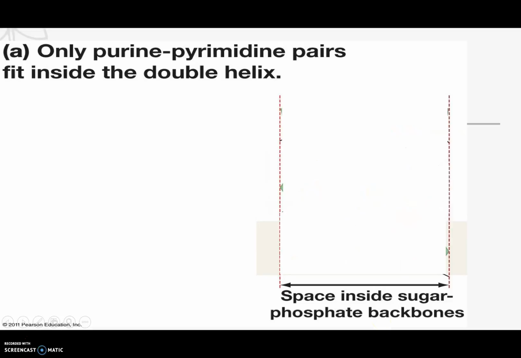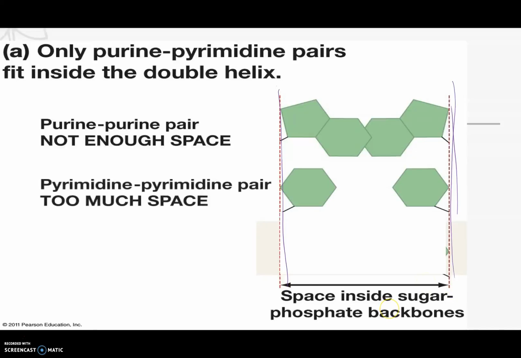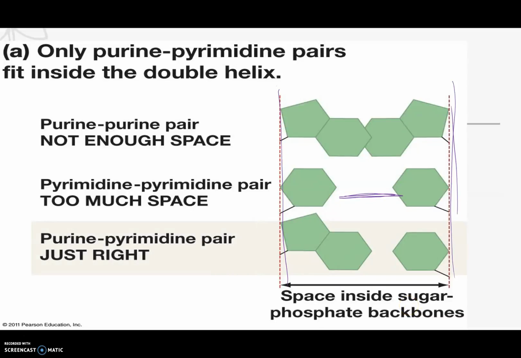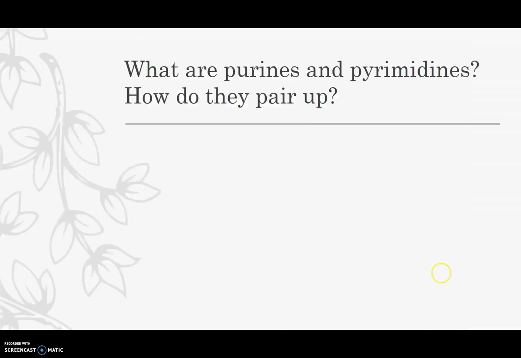Now, when I look at the significance, we only can have purine-pyrimidine pairs that fit inside of our double helix. If you try and fit 2 purines together, it's too crammed and there's not enough space. If you fit 2 pyrimidines next to each other, it's actually too much space. That's too large of a gap. But when you put a pyrimidine and a purine next to each other, they fit just right. So we see, when we look at DNA, that we have a purine and a pyrimidine. So here's my purine, here's my pyrimidine. They pair together. Okay. So what are purines, what are pyrimidines, and how do they pair up?